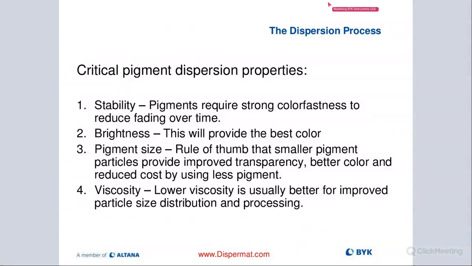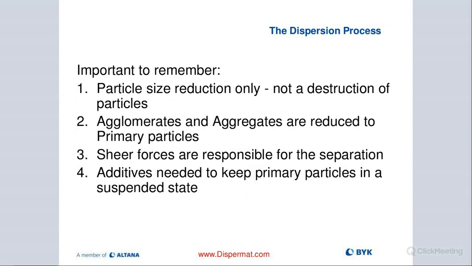Usually, we look at trying to keep the viscosity on the lower end. That will give us a better particle size distribution and helps us with processing of the material. If the viscosity is too high, it's very hard to move the material and break up these agglomerates. Also, if the viscosity is too low, then it's very difficult to put in enough energy and the process will just take longer. But viscosity is very critical when we process our slurries.